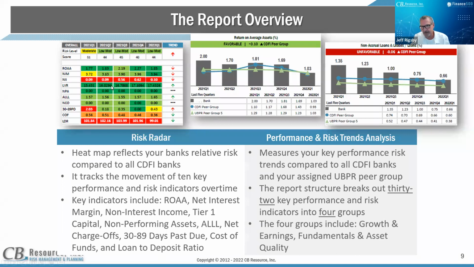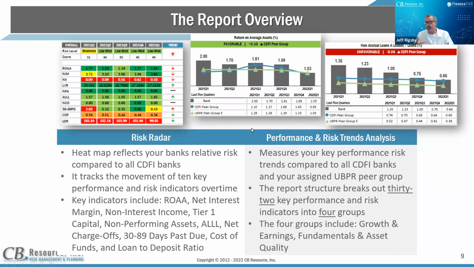As you look at this, the model skews heavily towards credit, which is what our normal bank clients are skewed to. So you have things like non-performing assets, ALLL, net charge-offs, 30 to 60, 90 days past due, which make up half of the assessment. So that's how the weighting comes into play. We'll get into more details, but that gives you a sense of the heat map and the risk radar. So that's one piece of the report. And I'll show you how we detail out the subsequent elements in just a second.